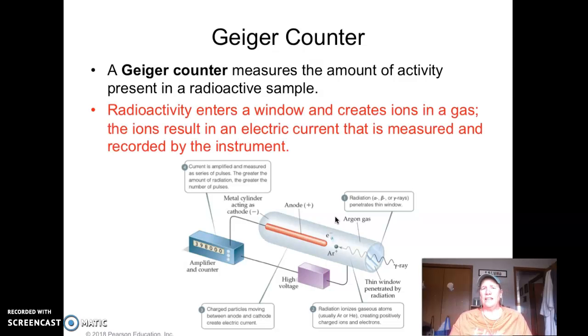The radioactivity, like I said, enters the window on the end, and it creates ions in a gas. The ions result in an electric current, because again, ions are charged particles. So an electric current that would be measured and recorded by the instrument. And you can also hear it. And the faster it's going, the more amount there is. Now you have to measure what kind it is, because if it's an alpha, that's not a big deal. If it's a beta, it's going to be harder. If it's gamma, it could be life-threatening. So you have to look and see, but the machine will read all of them.